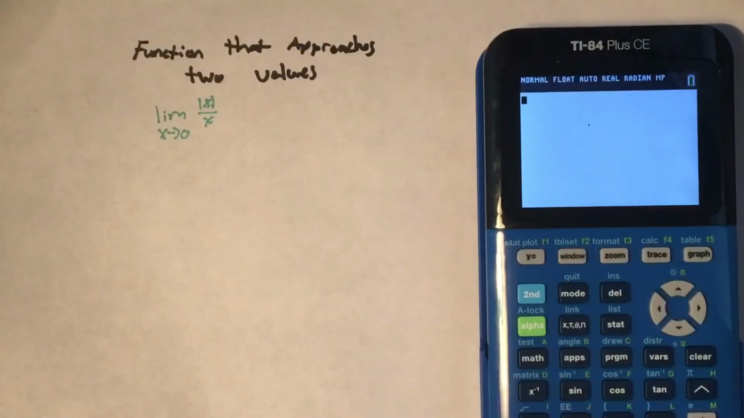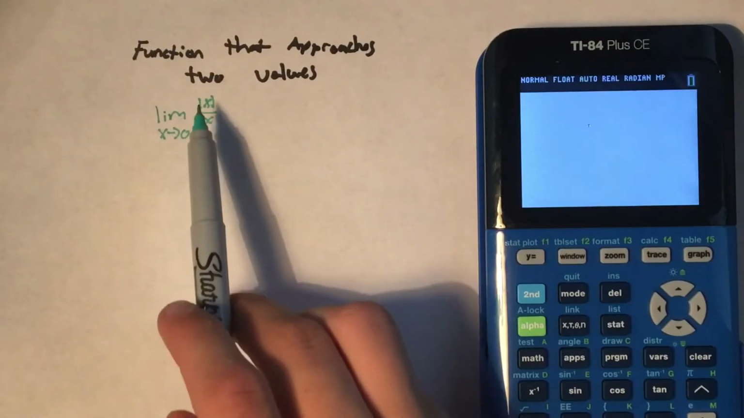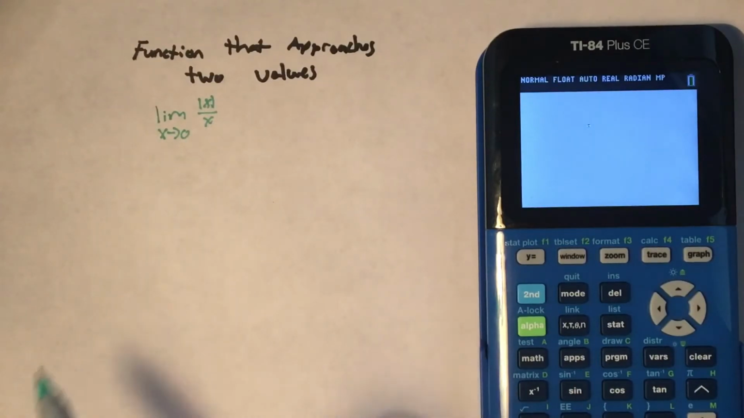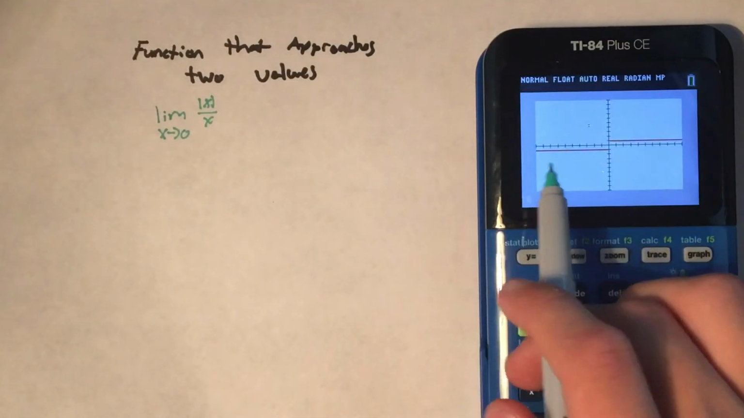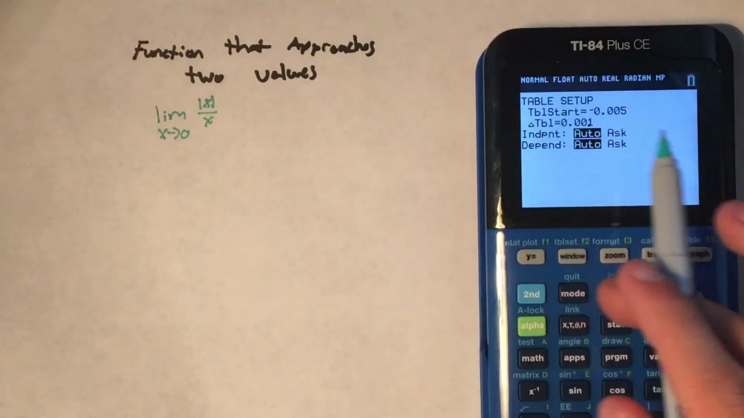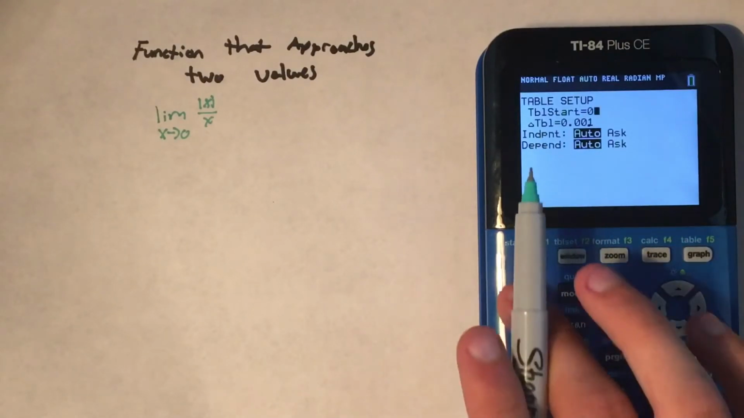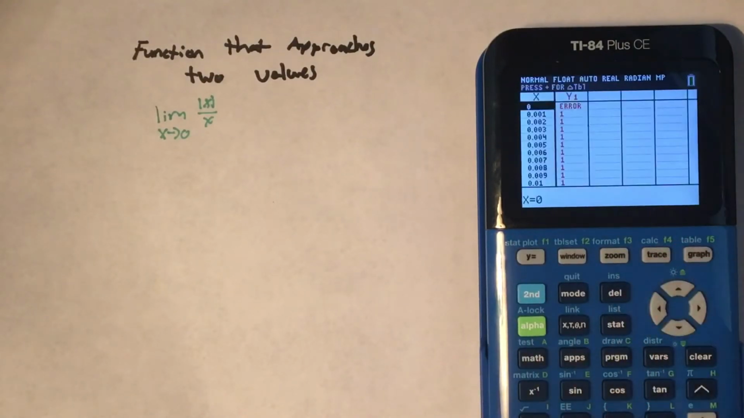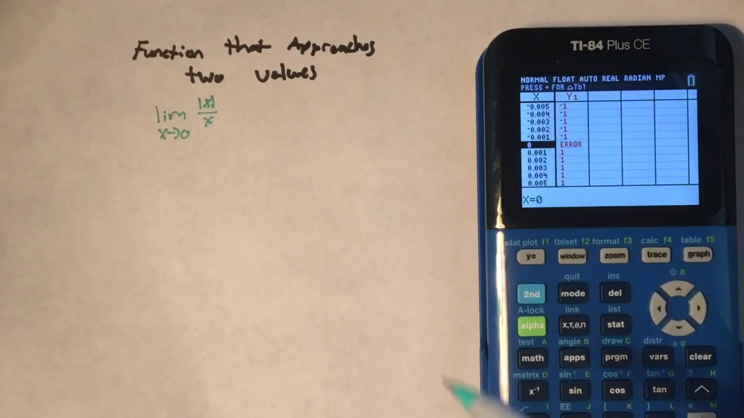A function that approaches two values. We need to find the limit as x approaches 0 of the absolute value of x divided by x. First thing we should do, plug it in our calculator just like this and graph it. We get this absolute value function here. Next, second window, have your table start at 0 and your table step be a small number, and then come to the second table just like we've done before and set up your table so you can see both sides of the constant 0 in this case.